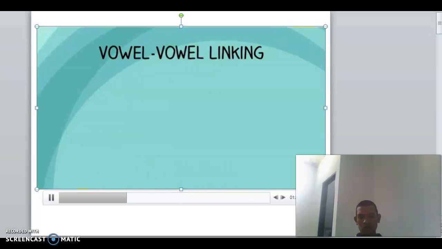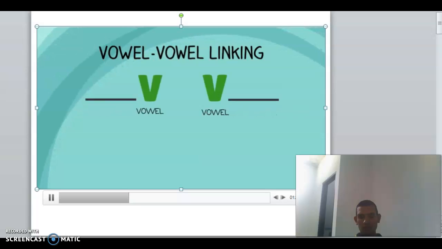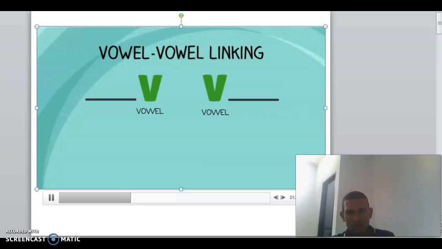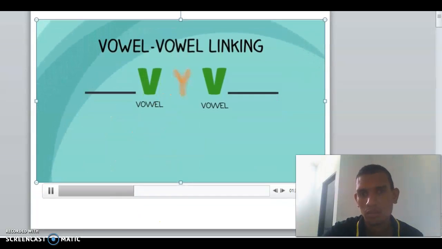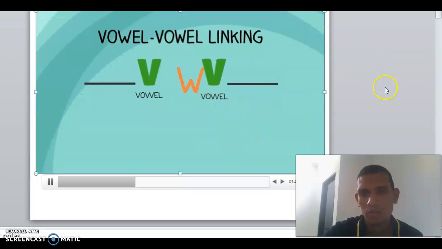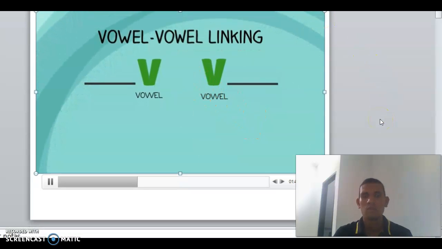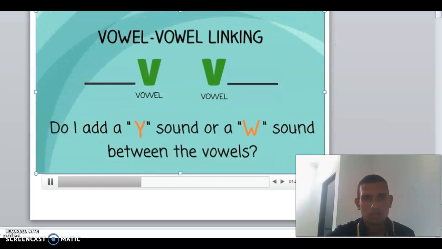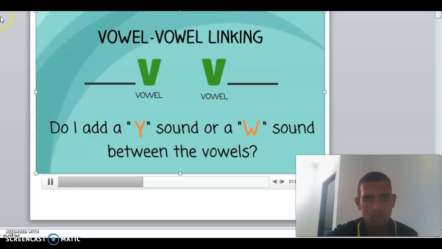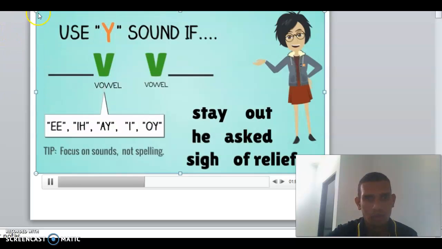Vowel-vowel linking occurs when one word ends in a vowel sound and the next word begins with a vowel. You add a y sound or a w sound in between the vowel sound at the end of the first word and the vowel at the beginning of the second word. So how do you know whether to add a y or a w? Let's find out. If a word ends in the sounds e, I, a, I, or oi, and the next word begins with a vowel, the two words are linked with a y sound.